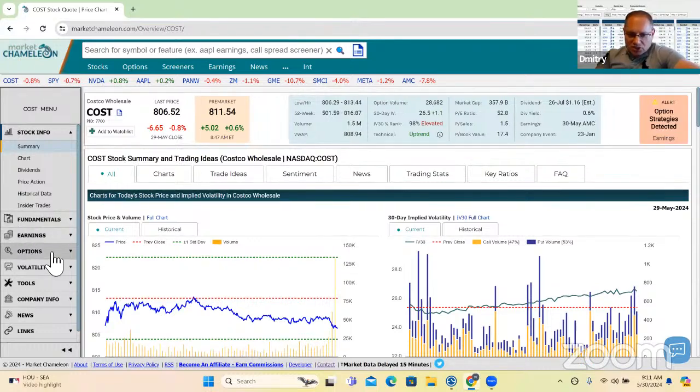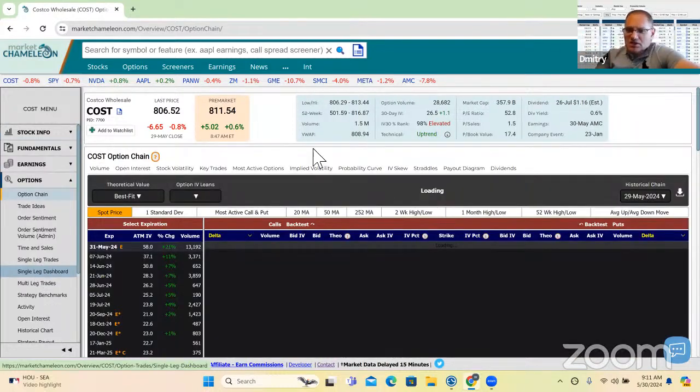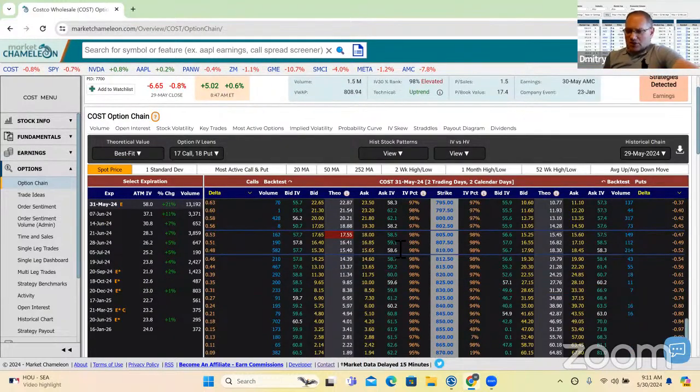I'm going to go to the options chain here. These are the option prices for yesterday's close. We're not open yet, so we're looking at yesterday's end of day options chain. We're defaulted right now to the May 31st expiration, so these options will expire tomorrow. And you can see this little E is telling us there's going to be an earnings that covers this expiration, which is today after the market close.